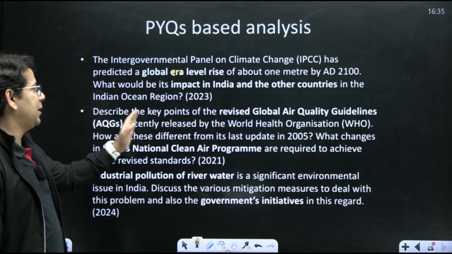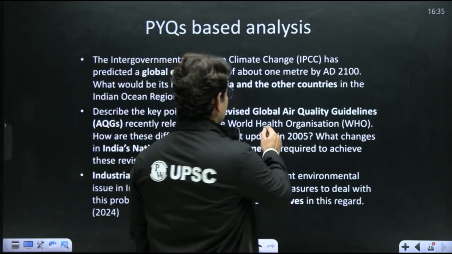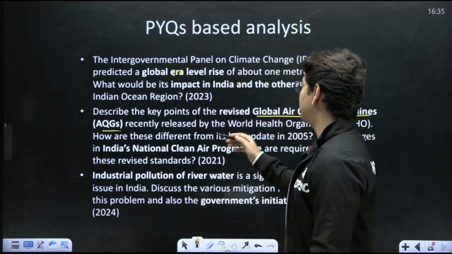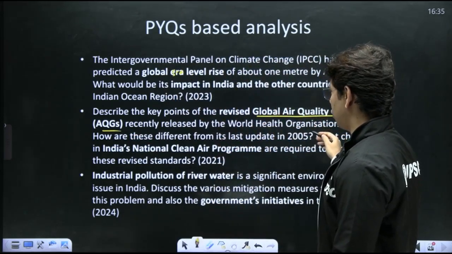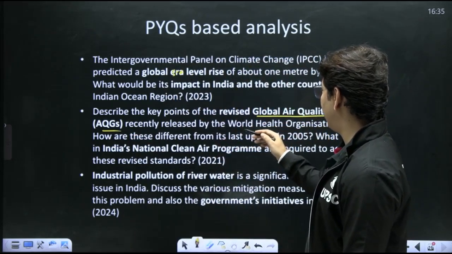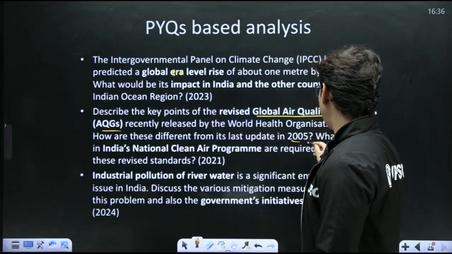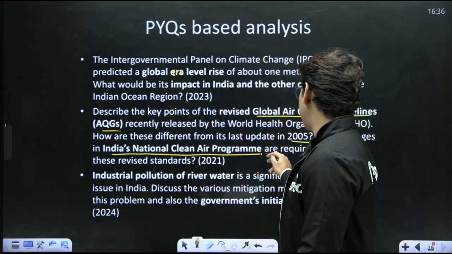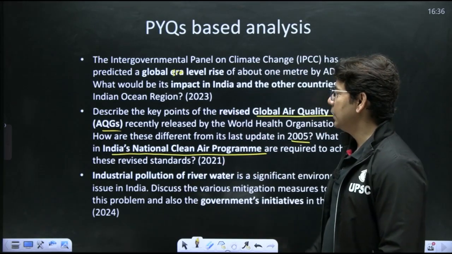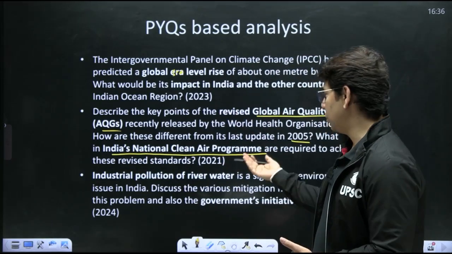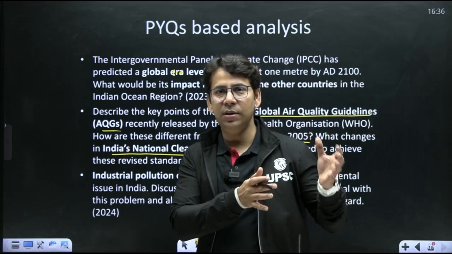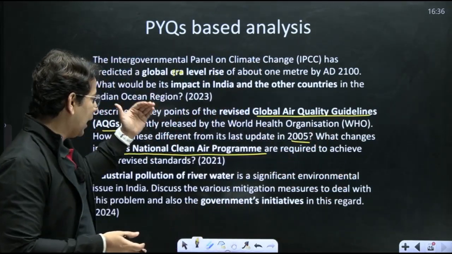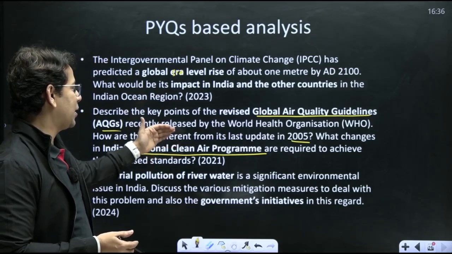Similarly, describe the key points of the revised global air quality guidelines, recently released by the World Health Organization, WHO. How are these different from the last update in 2005? What changes in India's National Clean Air Programme are required to achieve these revised standards? That was in 2021. So, international guidelines, and then how the Indian program can align with that.